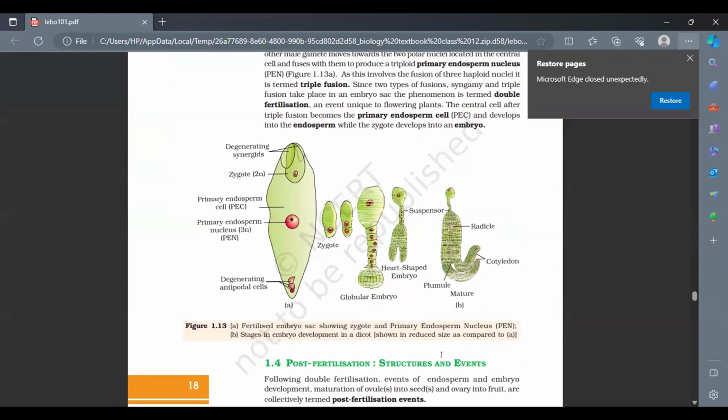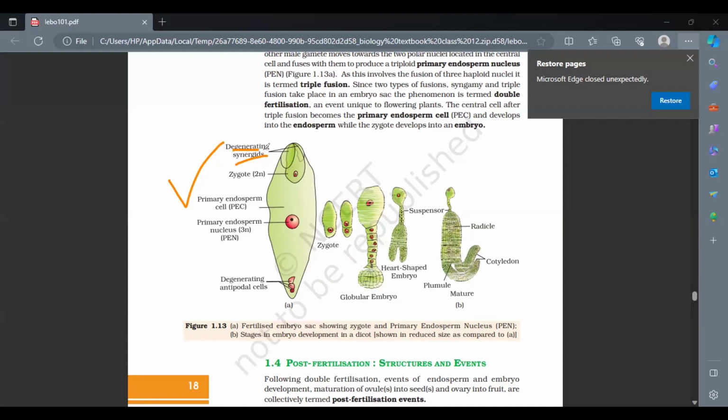We talked about the diagram of a mature embryo sac earlier. Now there's a difference between that diagram and this diagram. This is a fertilized embryo sac diagram, right? In a fertilized embryo sac, the labelings will change. You have the synergids. What will happen to the synergids? They will start degenerating. They are no longer required now. The zygote formation has happened, the fertilization is done, so these synergids are not required and are going to degenerate.